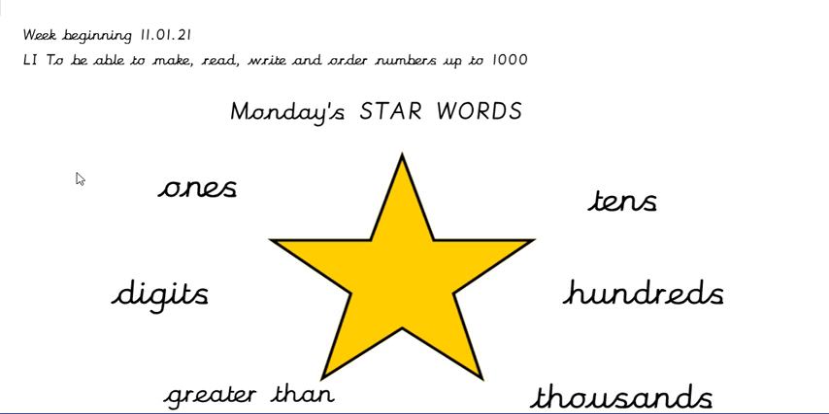Okay, so we're going to start today. We're going to have a look at place value, and our learning intention for today is to be able to make, read, write and order numbers up to 1,000. And the star words for today are ones, digits, greater than, less than, tens, hundreds and thousands.